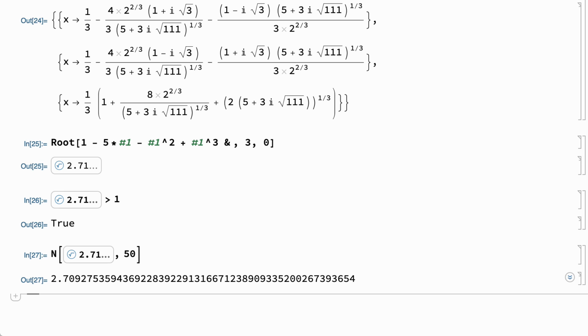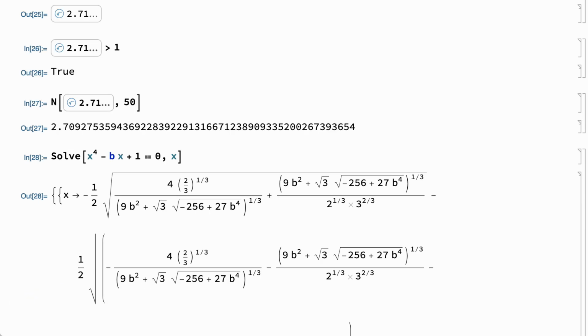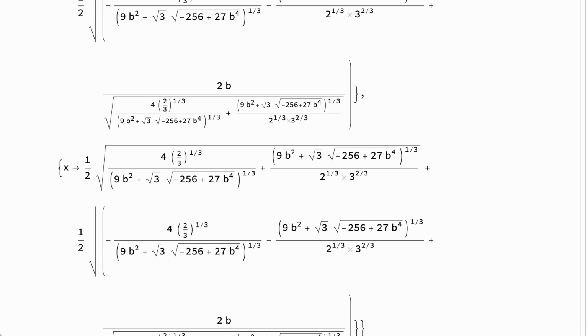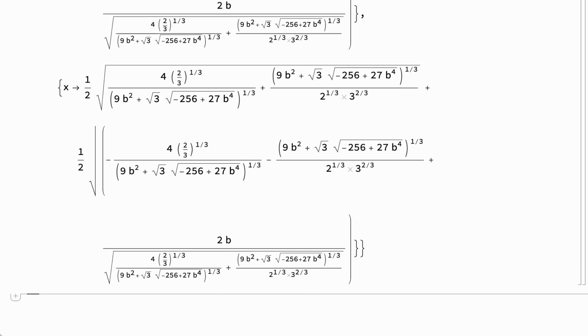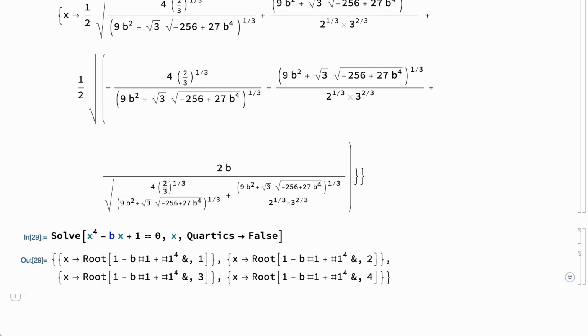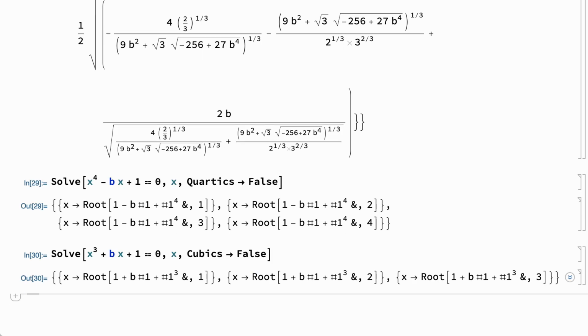Solutions using radicals can be especially bulky for polynomials with symbolic coefficients. For example, the solution in terms of radicals for this quartic polynomial is several pages long. In situations like this, it is sometimes convenient to get a solution in terms of root expressions, which for this quartic equation can be obtained by including the Quartics option set to False in the input. There's also a Cubics option for specifying that the solutions to cubic polynomials be represented using root expressions rather than using radicals.